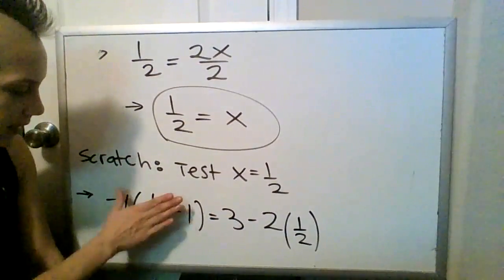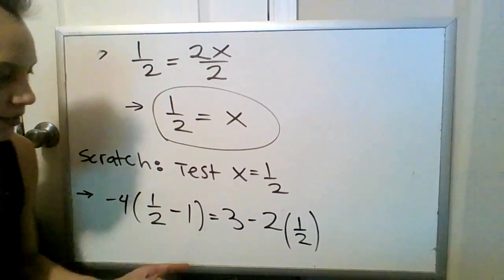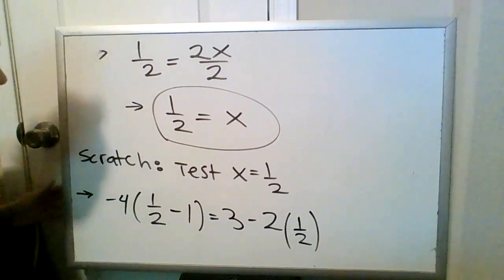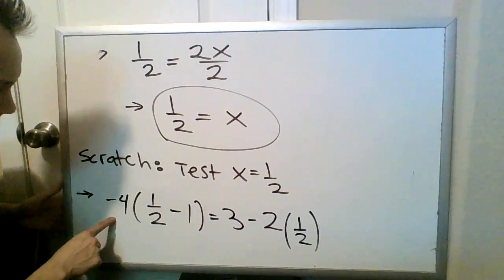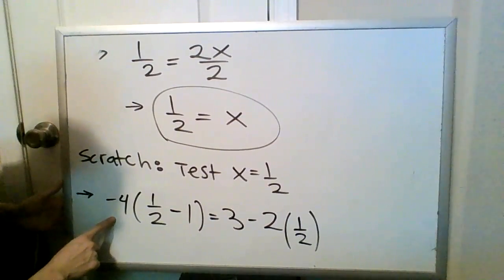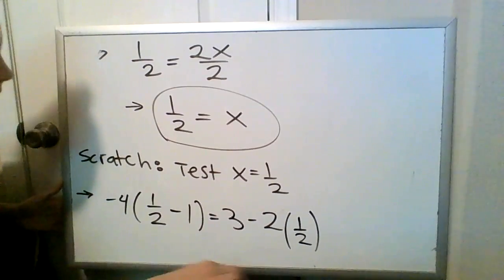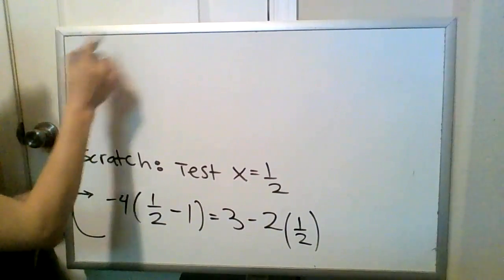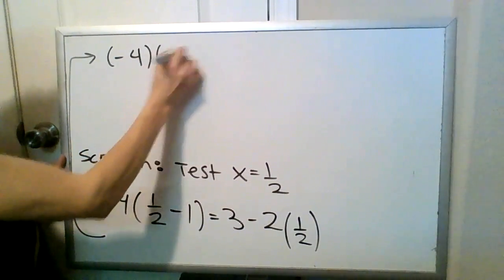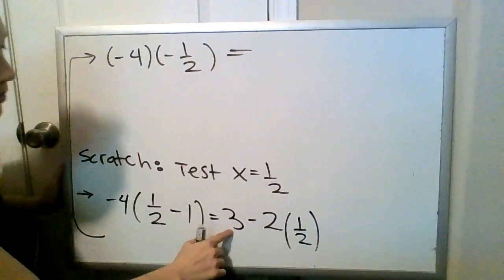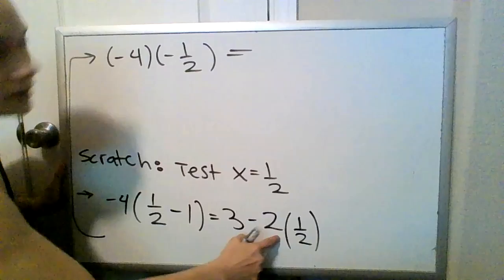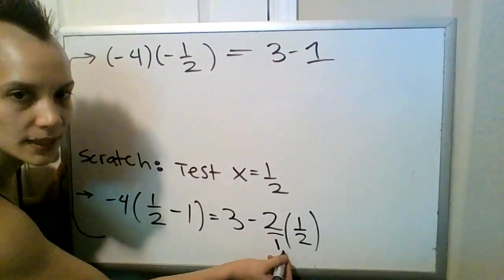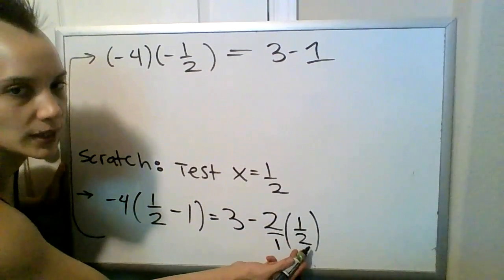So what I want to do is work on this side and then come over to the other side of the equal sign, simplify that part, and look for true or false statements. On this side, -4 times -1/2. On the other side, you have 3 minus 1. It helps, you could put 2 over 1, and then that 2 over that 2 reduces to 1.